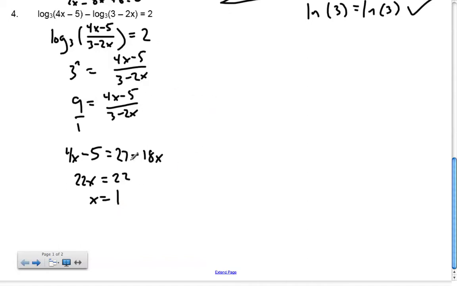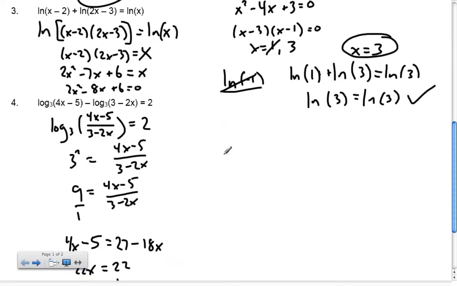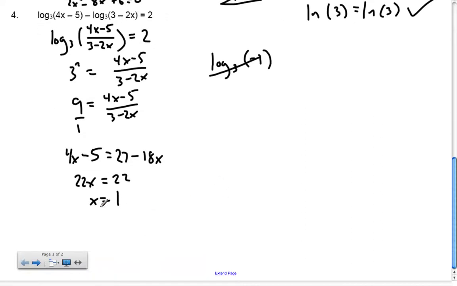Let's plug that in and see if it works. All right. Log base 3 of 4 times 1 is 4, minus 5 is negative 1. Stop. You can't take the log of a negative number. No good. Which means this is an extraneous solution. And that's the only solution we came up with. So, there is no real solution.